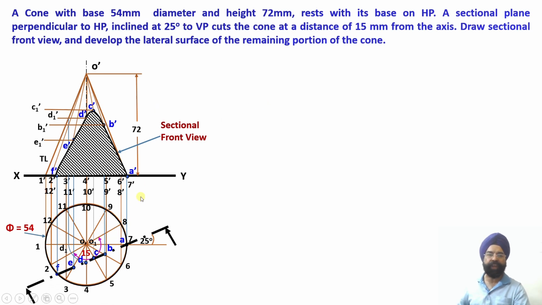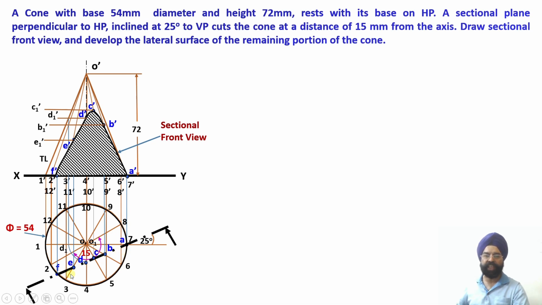Now you see, I am going to join the remainder solid. So this is my total solid, but this portion has been cut. So you see, I have rubbed this off. I have just hidden this portion. So this is the remainder solid which is left after the cutting has been done. That is the reason I did not mark A, B, C, D, F points over here.